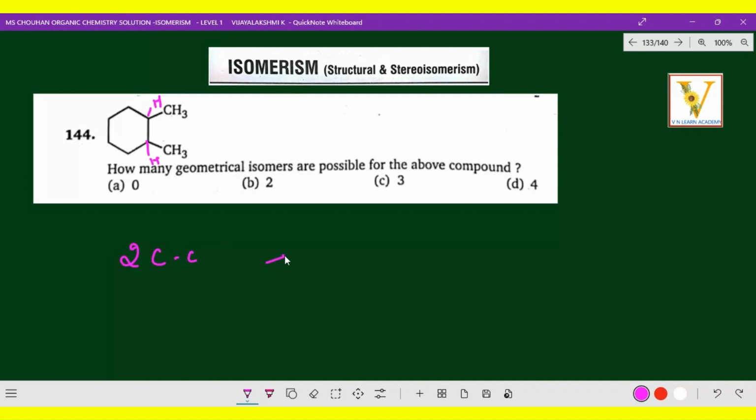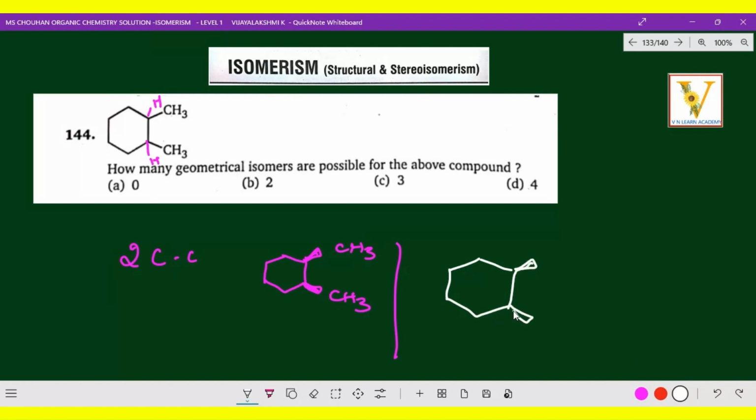So we can bring in the idea about cis and trans isomers. So how do we bring cis and trans? Both sides wedge, right? So here both sides wedge means here CH3 and here CH3, right? And another one, here one side is wedge and the other side is dash. So this side it's wedge and this side it's dash, so CH3 and then CH3. As I mentioned, this is a cis and this is a trans. So cis and trans positions. So how many GI are possible? Actually 2 GI are possible.